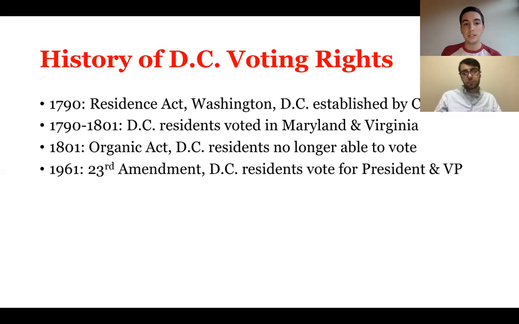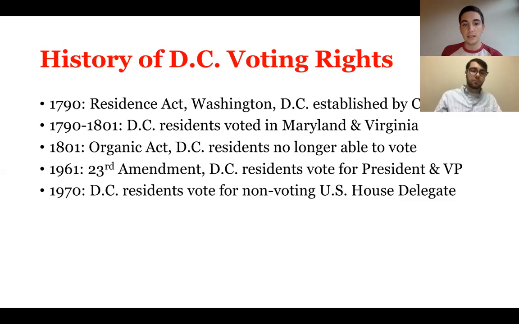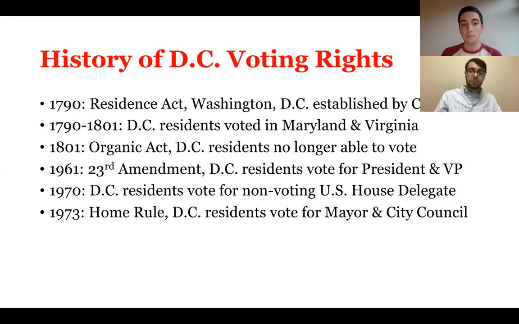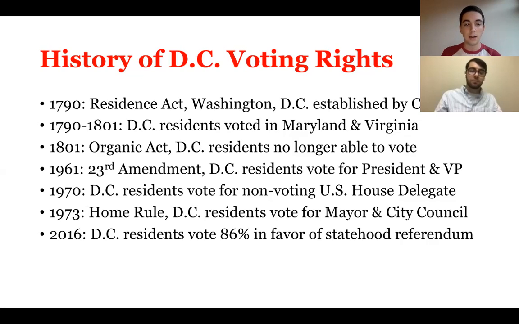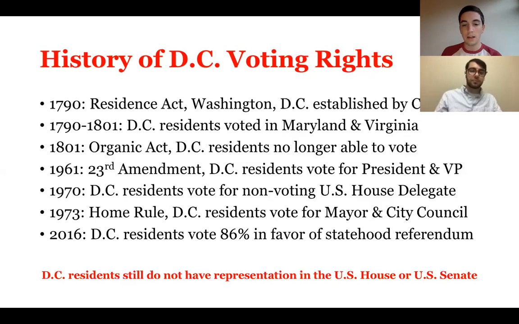But it wasn't until 1961 that through the 23rd Amendment, DC could now vote for president and vice president, which we still do today. And in 1970, DC residents were allowed to vote for a non-voting US House delegate who cannot vote in Congress. Congress then passed Home Rule in 1973, allowing DC residents to vote for a mayor and a city council. And then just a few years ago in 2016, DC residents voted 86% in favor of a statehood referendum, which would solve all of these problems and allow DC residents to vote as if they were residents of any of the 50 states.